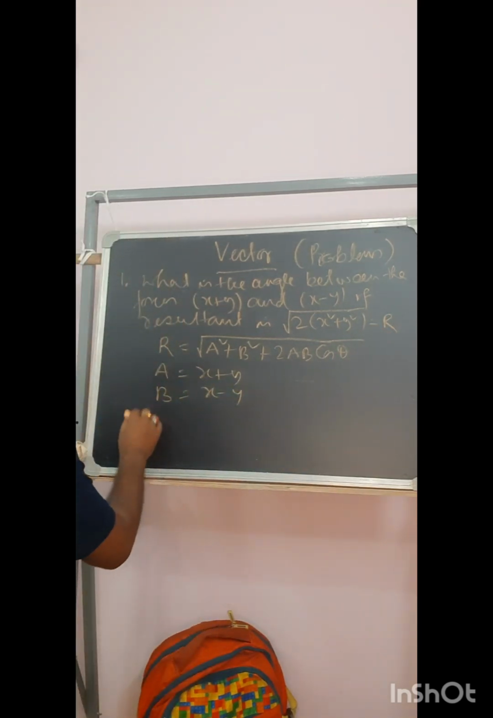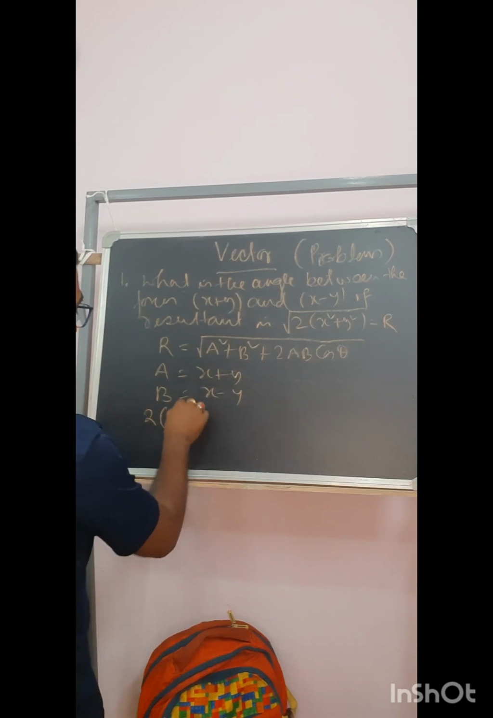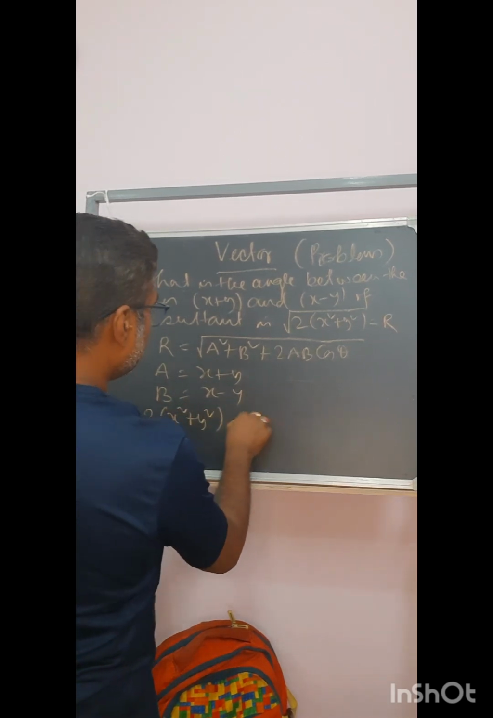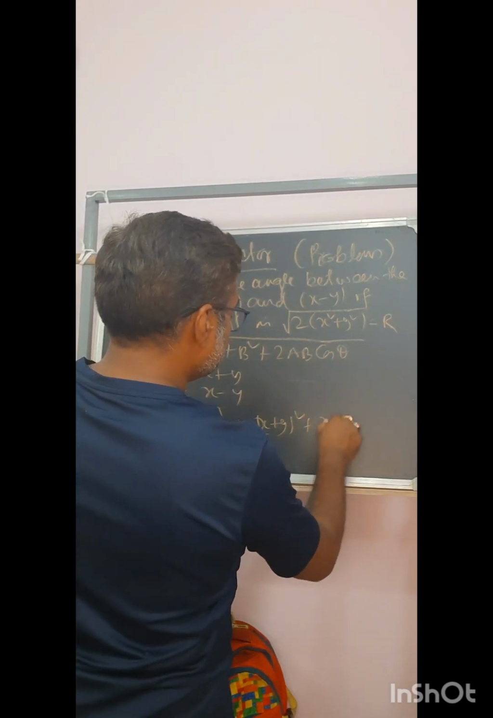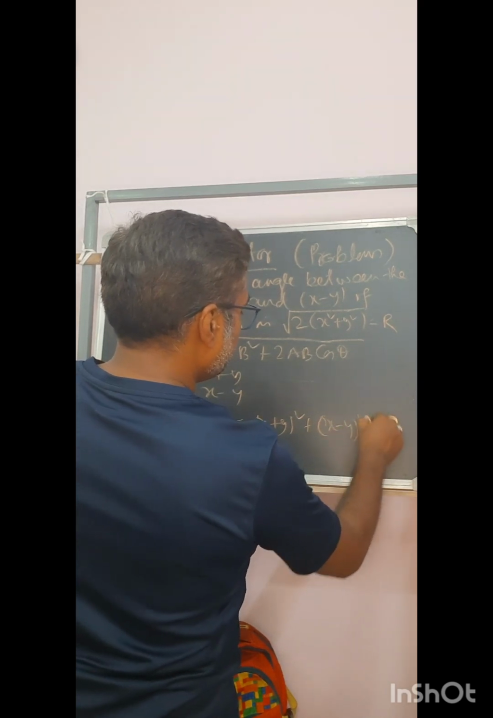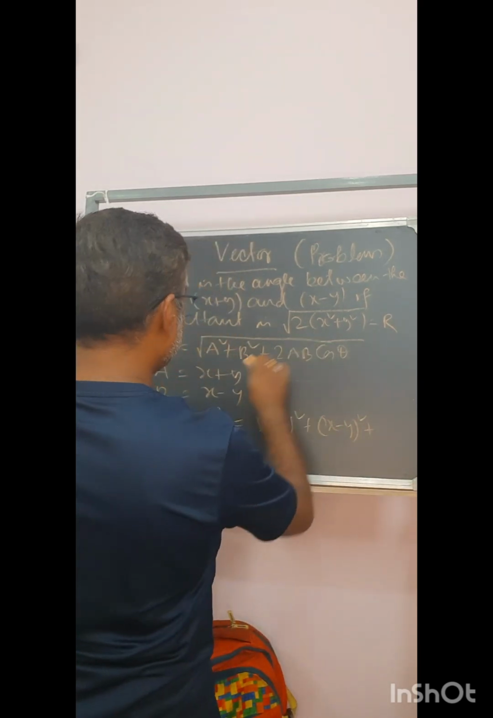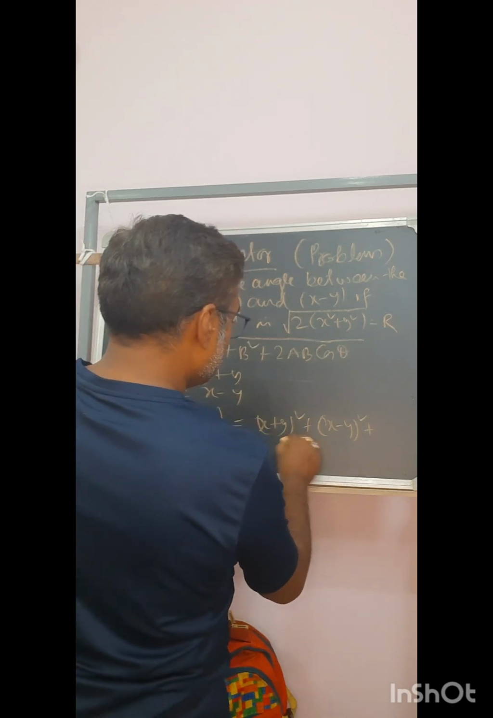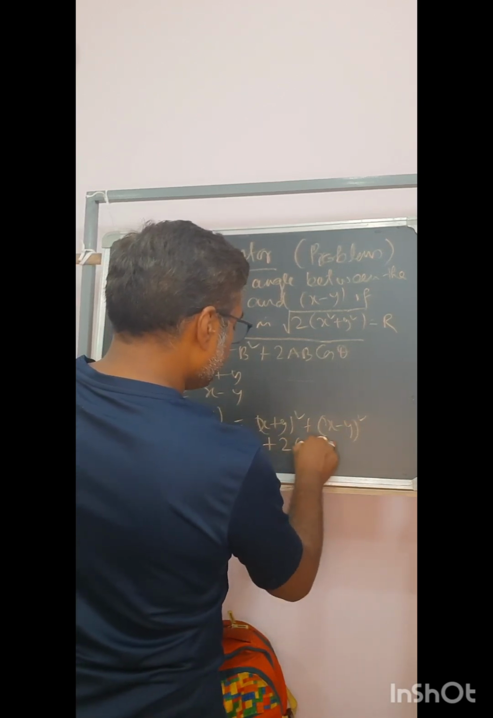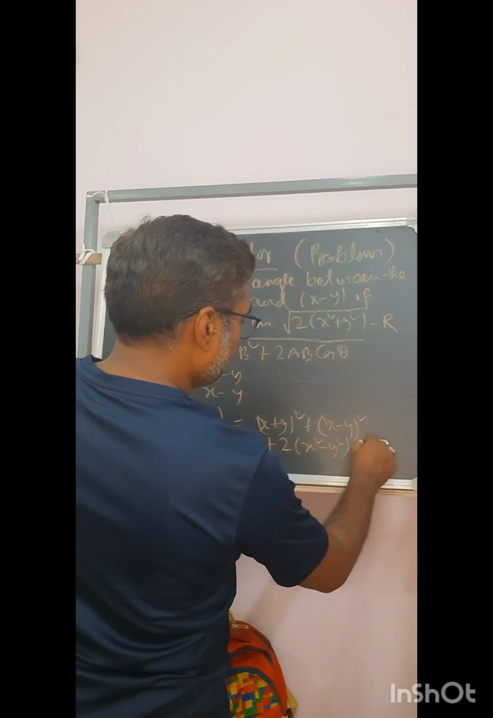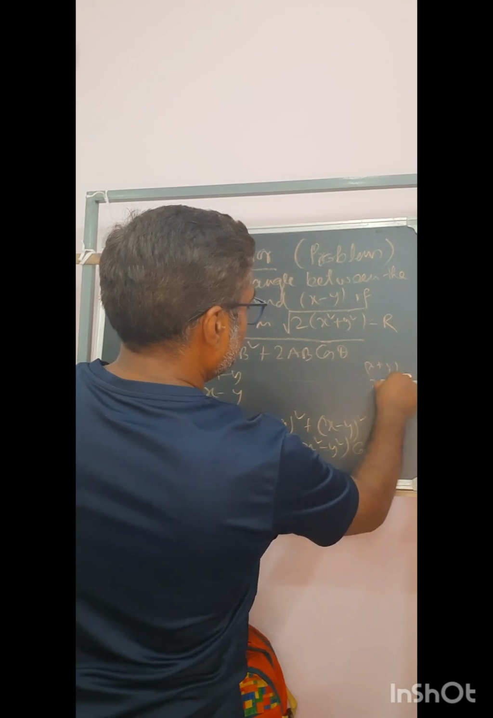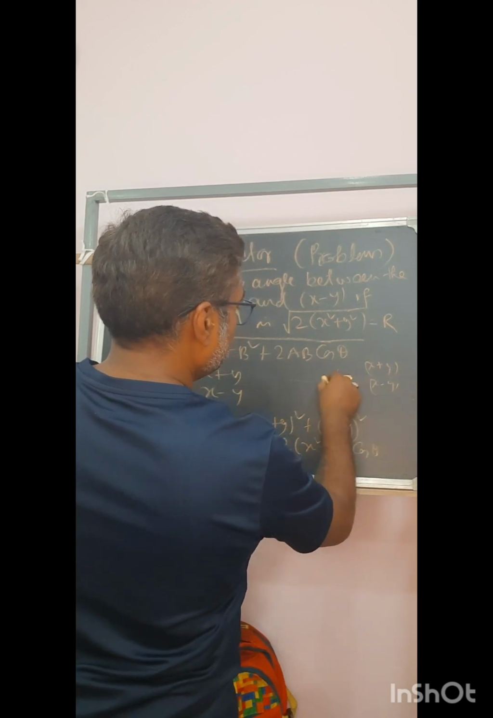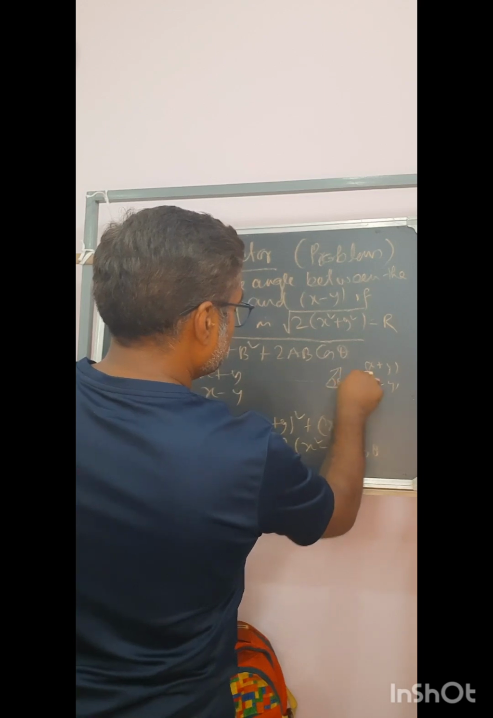Taking the square of both sides, this side becomes the resultant square, and the other side will be x plus y whole square plus x minus y whole square plus 2 into ab, that means x plus y into x minus y. So it will become plus 2 into x square minus y square, followed by cos theta. Theta is the angle between x plus y and x minus y, which we have assumed. This is x plus y, this is x minus y, and this is theta I am assuming.